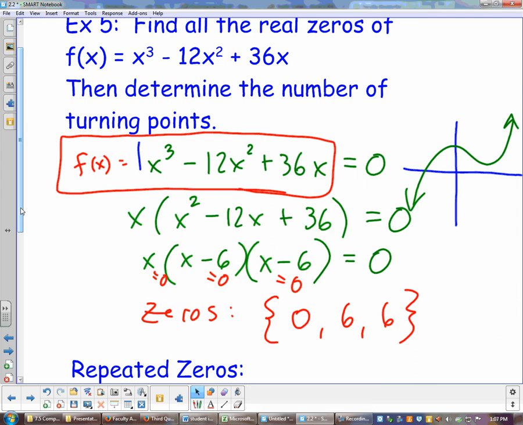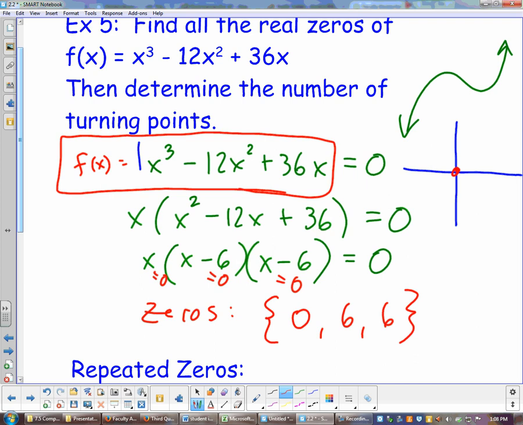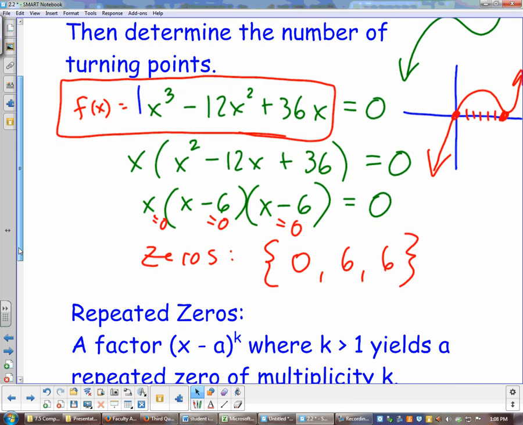But where are the zeros? 0 and 6, right? So I want to get this general shape going through these points. But what's different about these two zeros? So it's crossing through here, and what's it doing here? Kind of bouncing off here. So does the graph look something like this? All right, so why is it bouncing here and crossing here? That's what we're going to talk about right now.